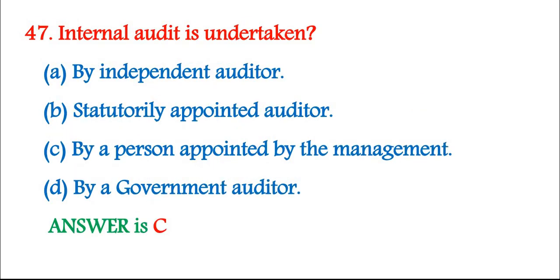47. Internal audit is undertaken: A. By independent auditor. B. Statutorily appointed auditor. C. By a person appointed by the management. D. By a government auditor. Answer is C.